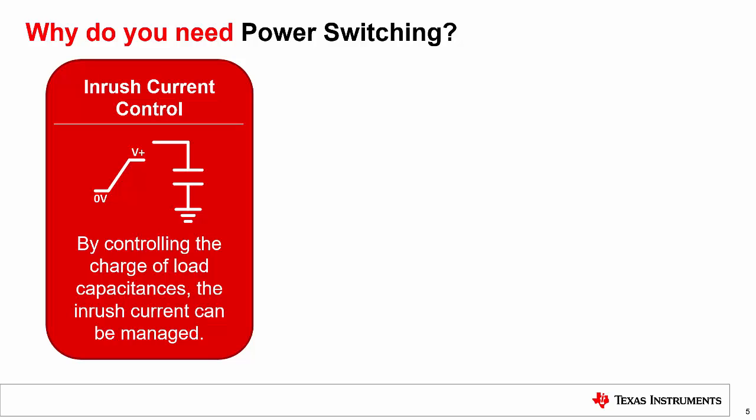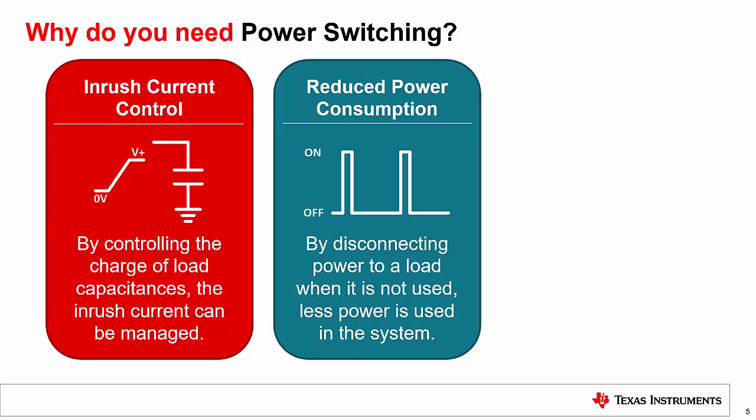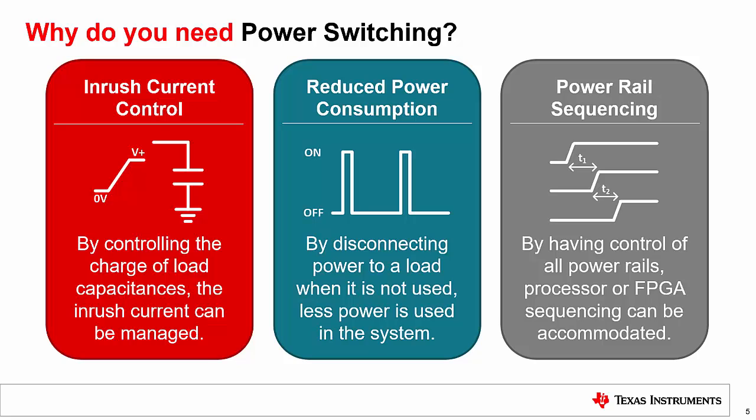Another reason for power switching is reduced power consumption. In a power-conscious system, such as a battery-powered application, power consumption is a critical concern. To help make the system more efficient, loads which do not need to be powered can be turned off, and power switches can be used to disconnect the load from the power supply when not in use. For processor and FPGA applications, power rail sequencing is needed for proper operation. Power switches can be used to sequence these rails and guarantee the correct startup for the system.